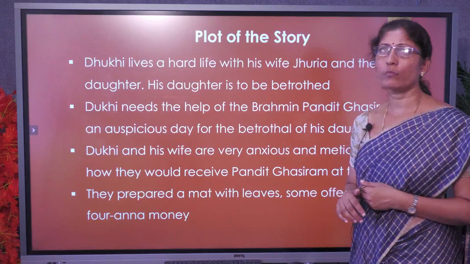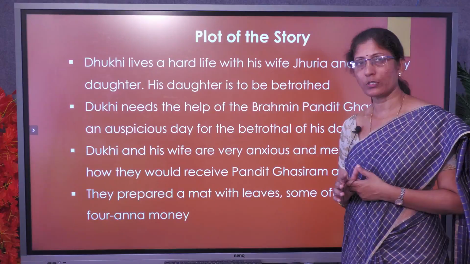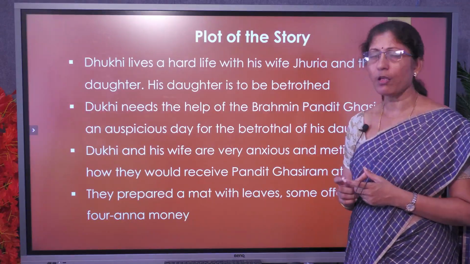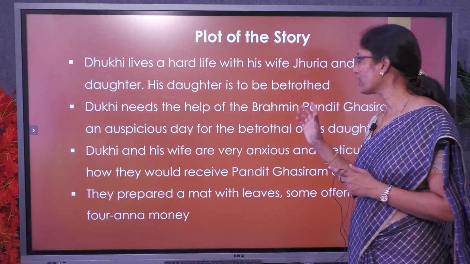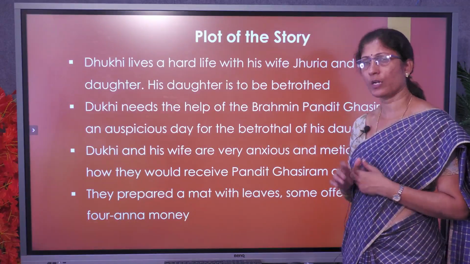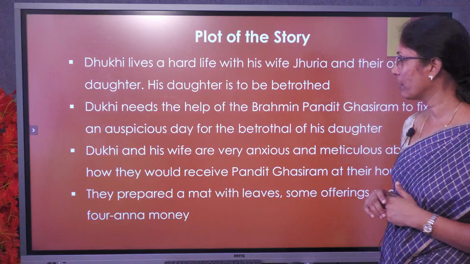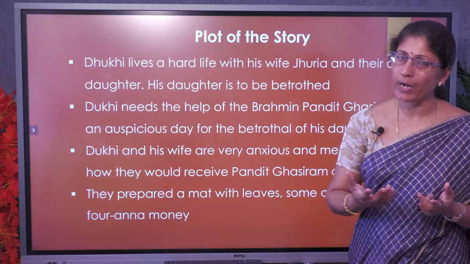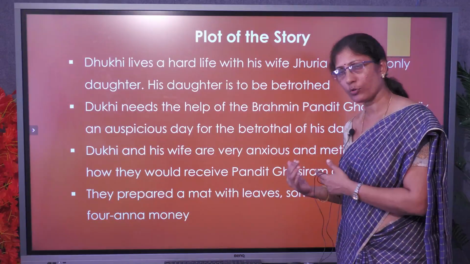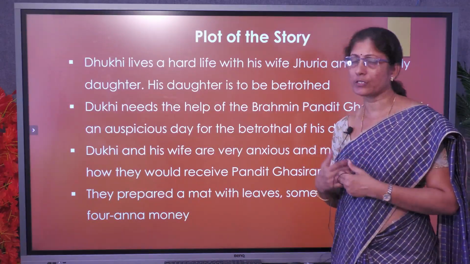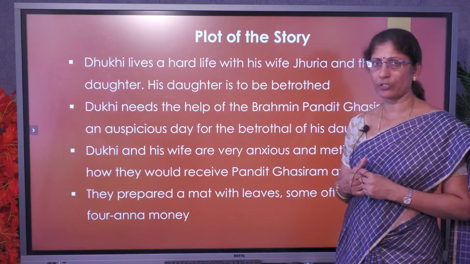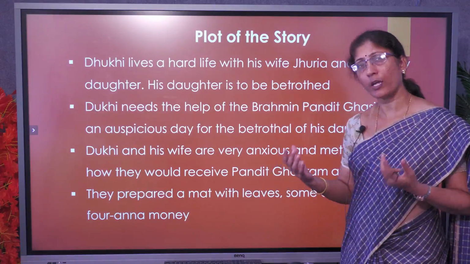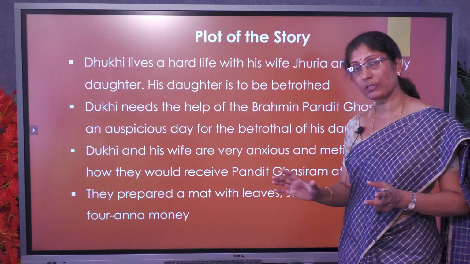That was called betrothal. So he wants a Brahmin Pandit to fix an auspicious day for his daughter's marriage. That is the context. So this pair wants to invite the Brahmin Pandit Ghasiram to their house to fix their daughter's marriage. Now, at the opening of the play, both of them are working hard to make some arrangements.